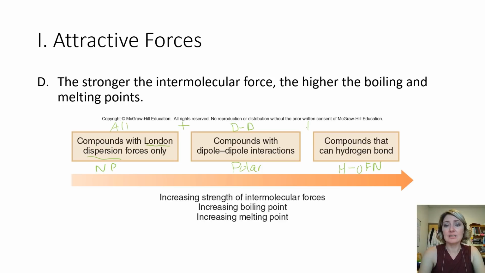And finally, think of this as a cumulative effect. If you have hydrogen bonding, you have London dispersion forces as well as your dipole-dipole interactions on top of your hydrogen bonding. So that is going to increase your boiling point and your melting point for that molecule.